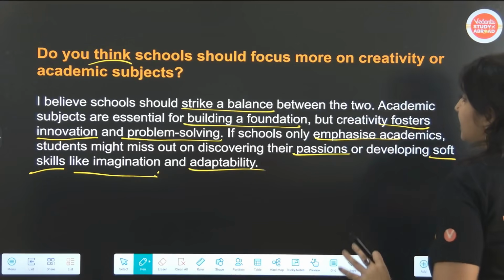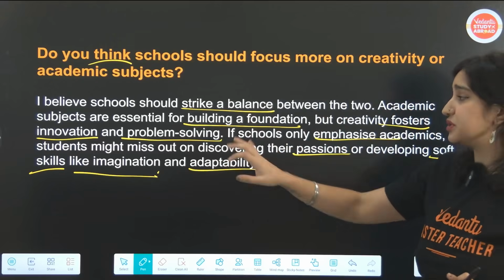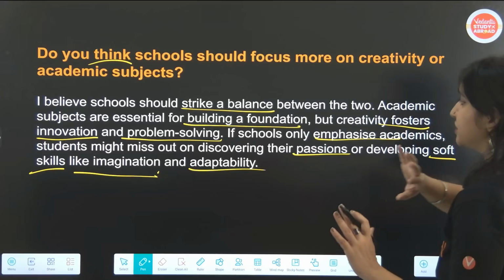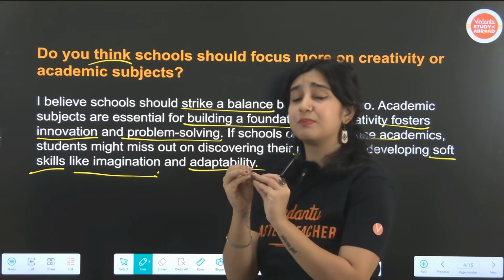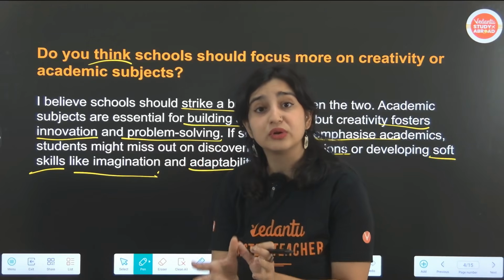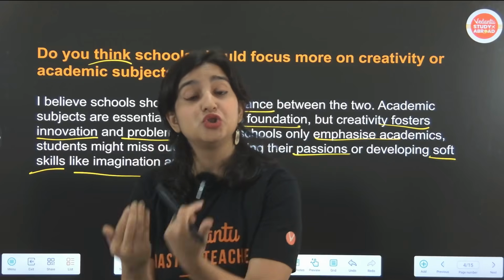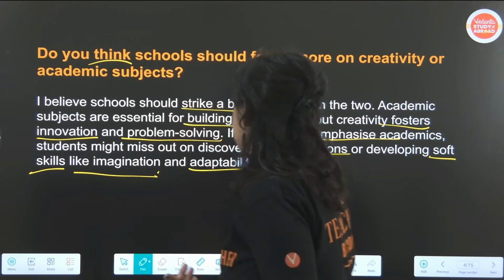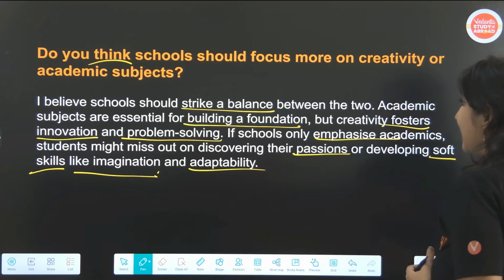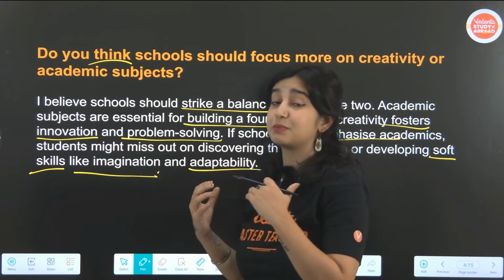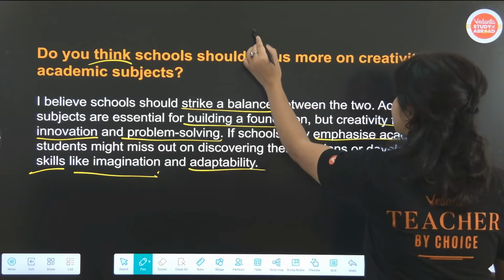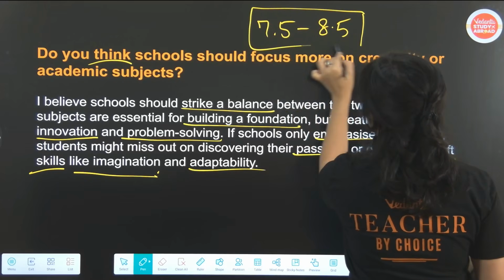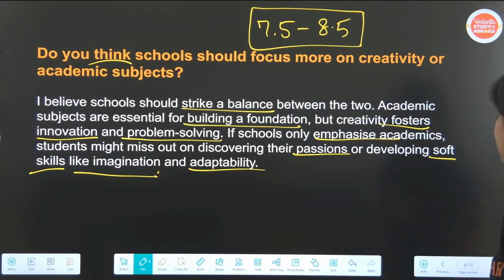And the vocabulary here really enhances that explanation because fostering innovation, problem solving, building a foundation, a lot of phrases are being used, right? A lot of collocations are being used that show that this person understands and uses English on a regular basis. So solid answer here. Again, the only issue here might be that it's a bit too short, and because of that, I'm going to put it in a 7.5 to 8.5 range, only because it could have been a bit longer.